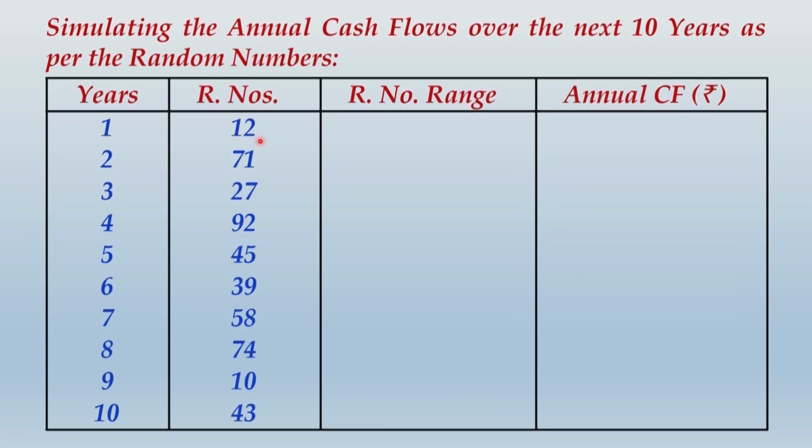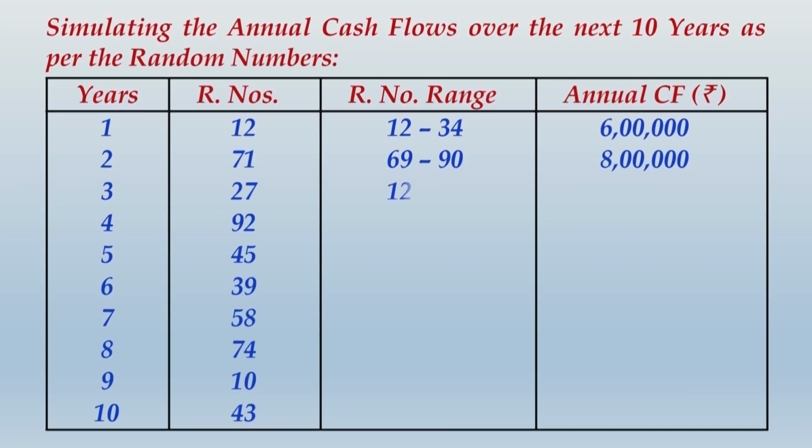So based on the random number ranges that we have identified, 12 will come in the range which we have fixed as 12 to 34, and the corresponding annual cash flow for that will be rupees 6 lakhs. Likewise, 71 will come in the range of 69 to 90, and the corresponding cash flow over there is 8 lakhs.